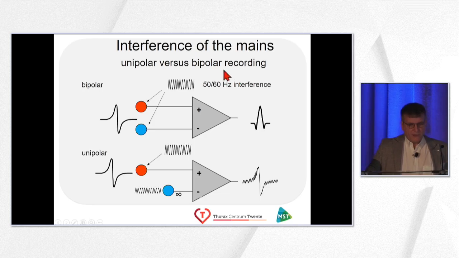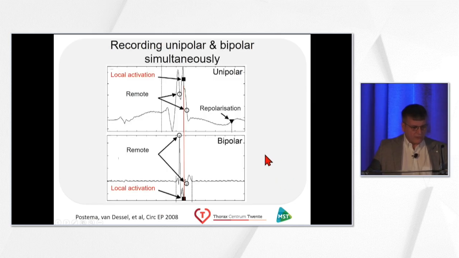The main advantage of bipolar recordings is that they are less sensitive to noise because the electrodes are located close together. So if you, for instance, have 50 or 60 hertz interference from the mains, then probably the noise will be the same on both electrodes, and if you subtract it, then you still get a clean bipolar signal. If you're using a unipolar signal, since the other electrode is located far away, then probably the noise will be different, and if you subtract them from each other, then you still keep a noisy signal.